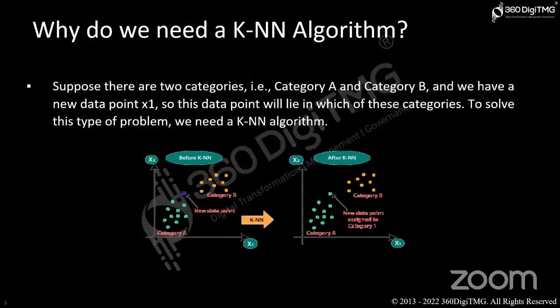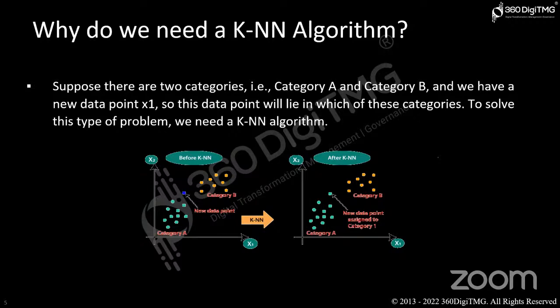So why do we need the KNN algorithm? There is one example given. Suppose there are 2 categories. You can see in the below images, category A and category B, and we have a new data point X1. You can see in the left side diagram. So this data point will lie in which of these categories? To solve this type of problem, we need a KNN algorithm.